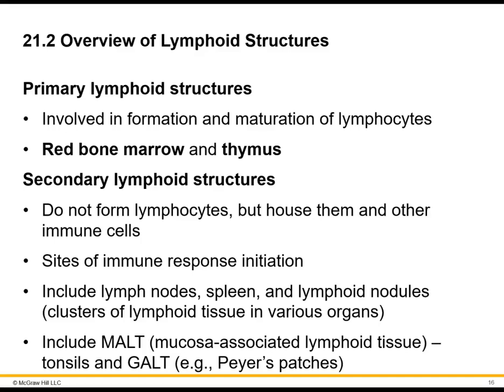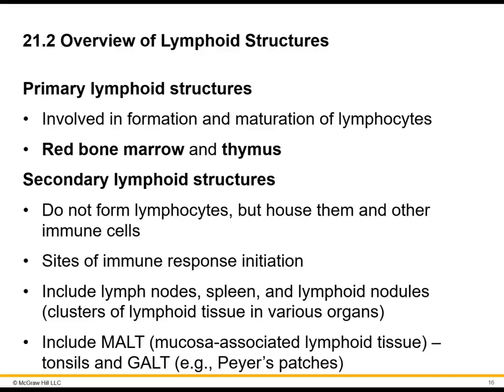Then you have secondary lymphoid structures. These guys do not form lymphocytes, but instead they house them as well as other immune cells. And they're going to provide the site for the initiation of the immune response. Secondary lymphoid structures include lymph nodes, the spleen, and lymphoid nodules.